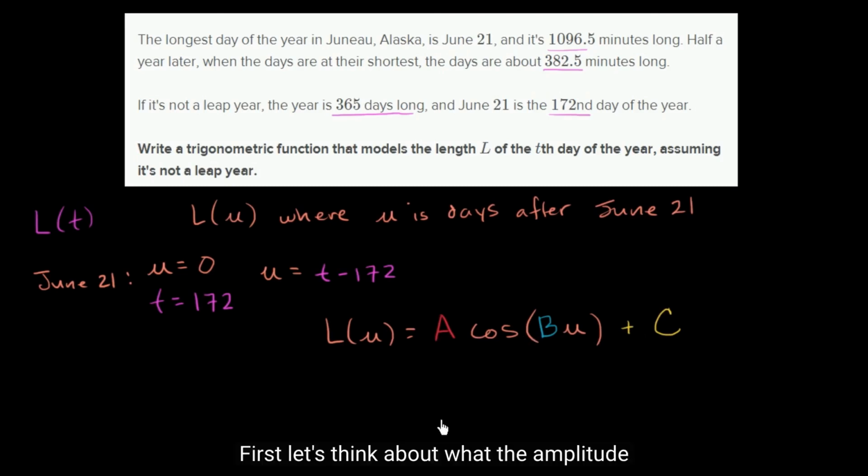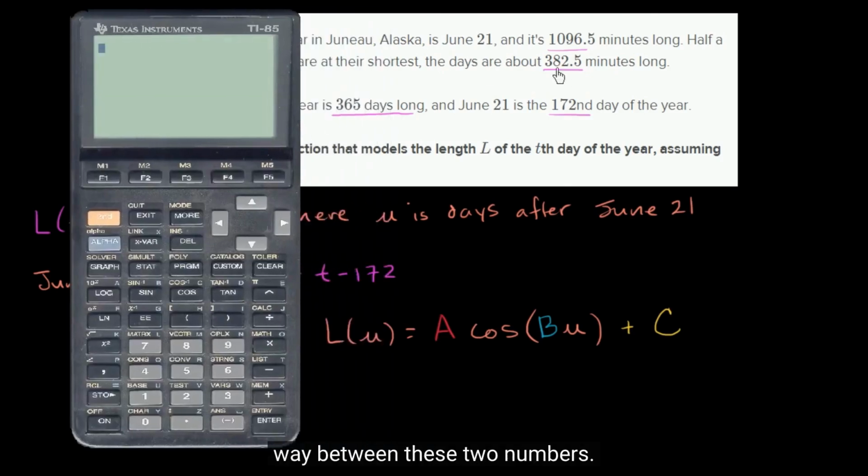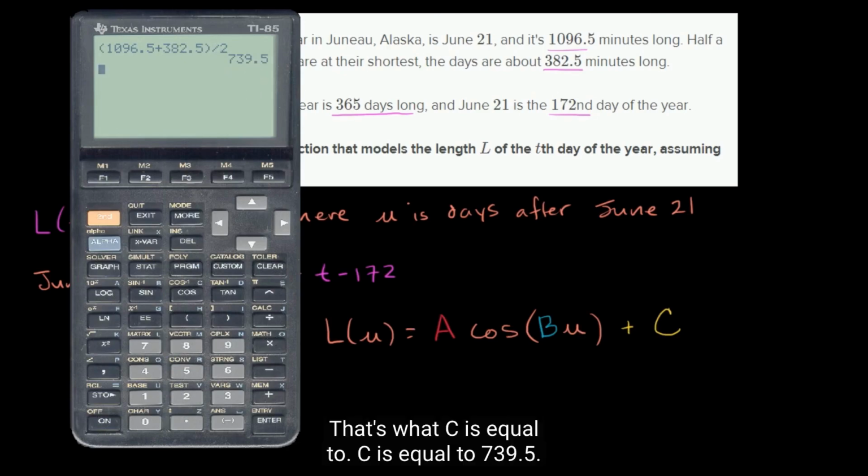So first let's think about what the amplitude and what the midline is going to be. The midline is essentially how much we're shifting the function up. So let's get our calculator out. The midline is going to be halfway between these two numbers. So we could say 1096.5 plus 382.5 divided by 2 gets us to 739.5. So that's what C is equal to.